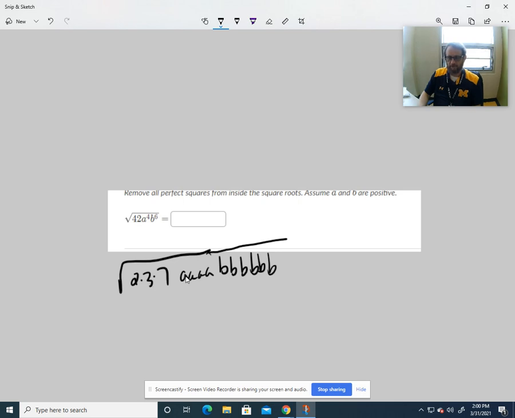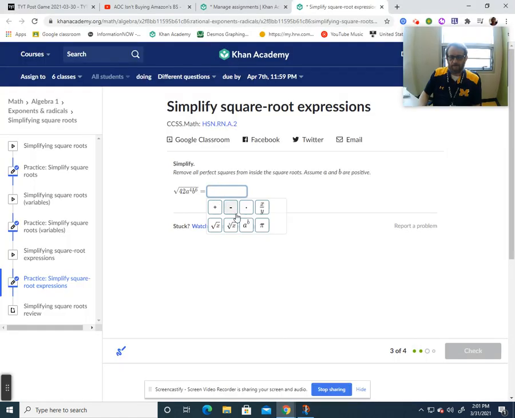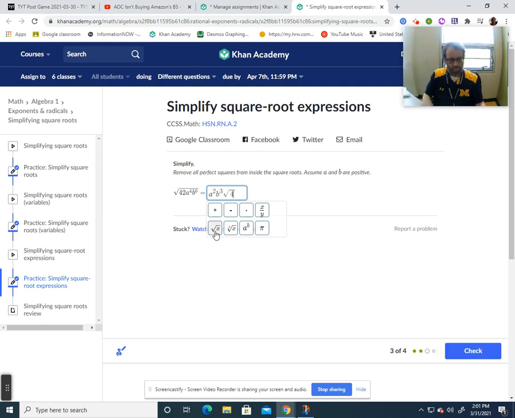I don't have any pairs of numbers, but I've got a pair of a's, and I got a second pair of a's, so that's 2 pairs of a's and no a's left over. I've got a pair of b's, a second pair of b's, and then a third pair of b's. So while no numbers move outside, I end up with 2 a's and 3 b's on the outside, and then I just end up with that 42 still underneath there. So my answer is a squared b cubed times the square root of 42.